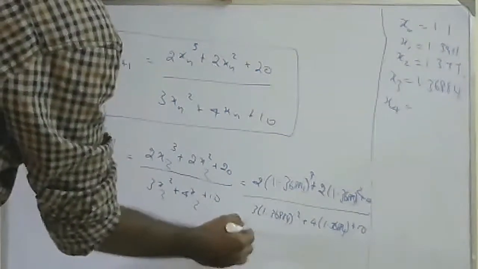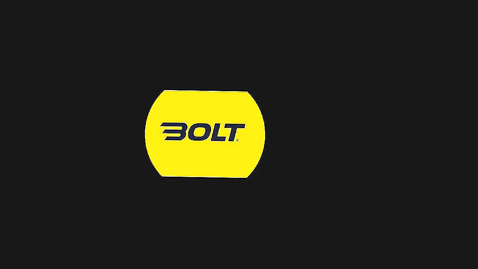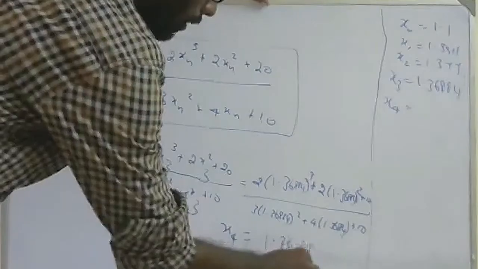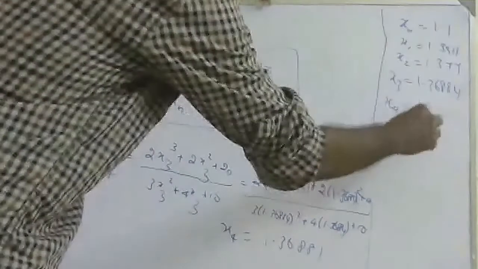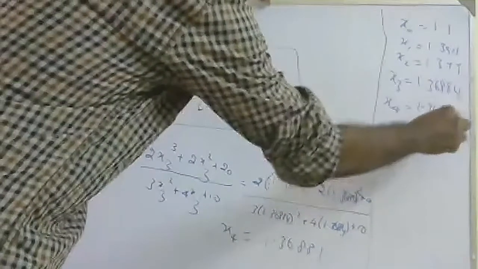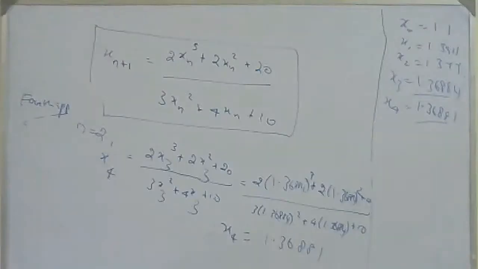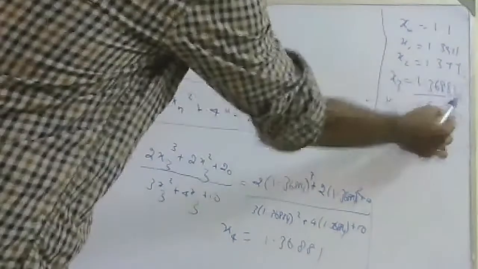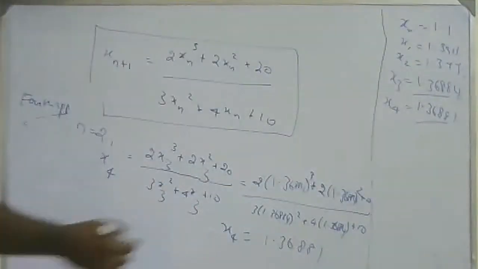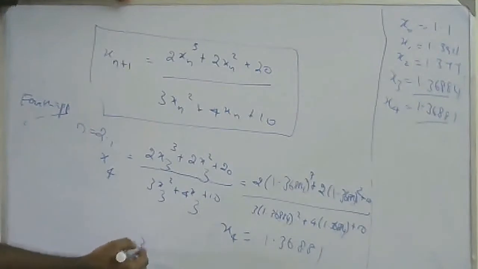So x4 equal to 1.36881. Up to 4 decimal places is the question. So 1.36884 and 1.36881, both are the same. So the answer is 1.3688 up to 4 decimal places.